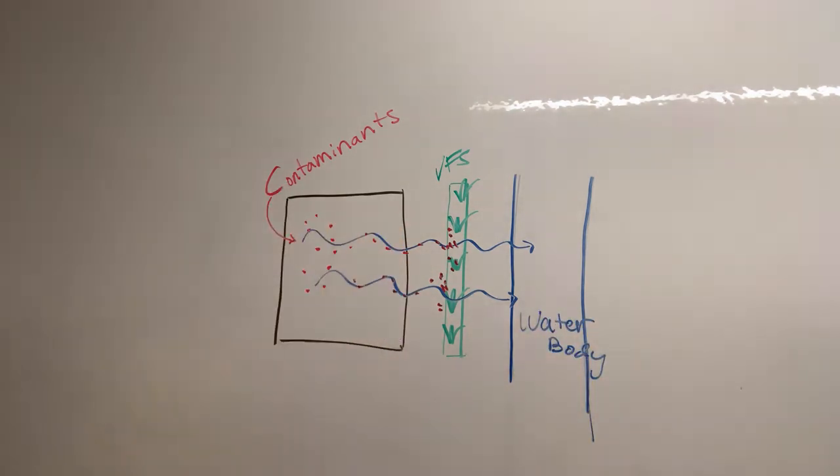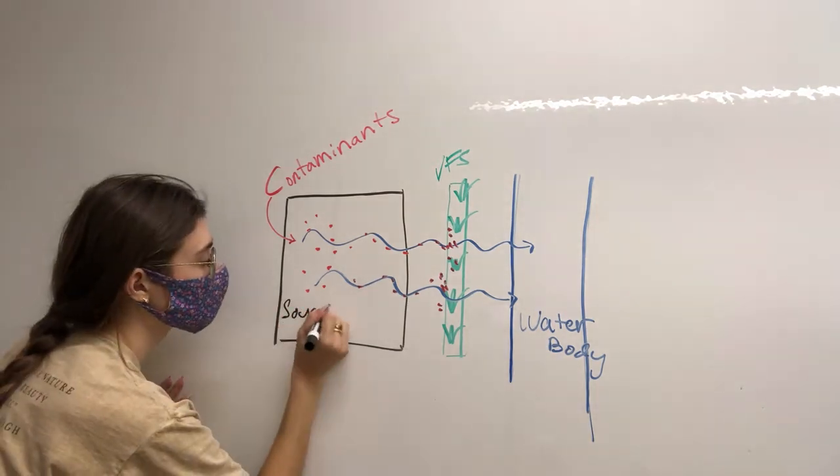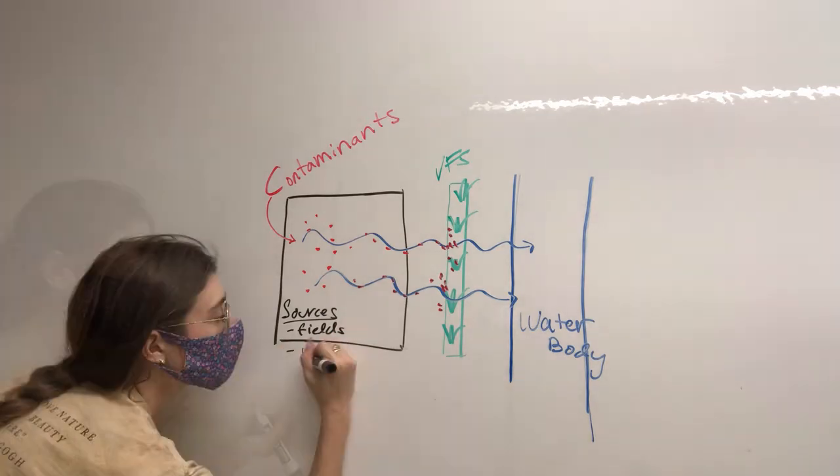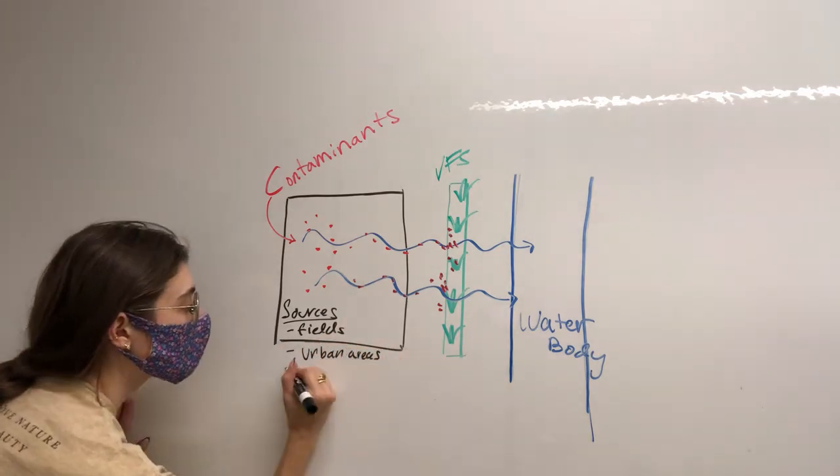Vegetative filter strips can be found in a variety of locations, such as in wetlands or other riparian zones, in agricultural settings, or in urban settings like golf courses.